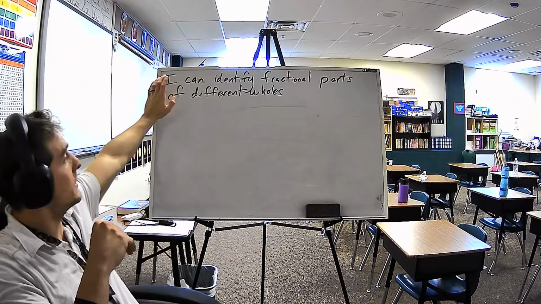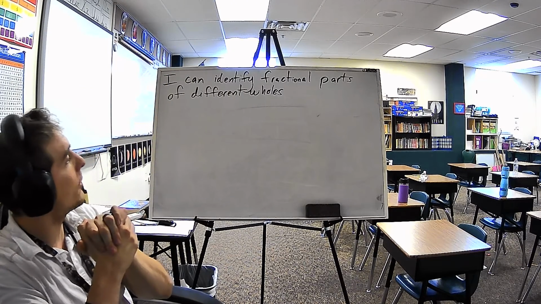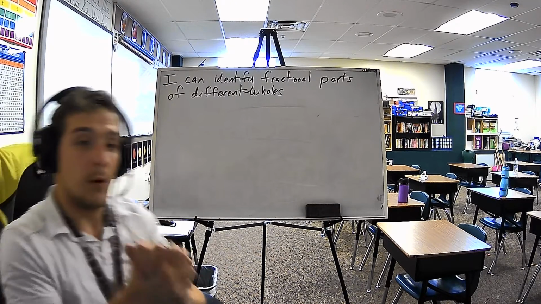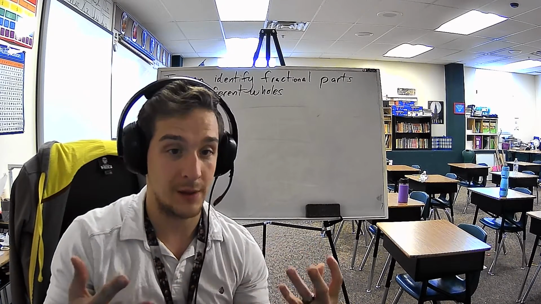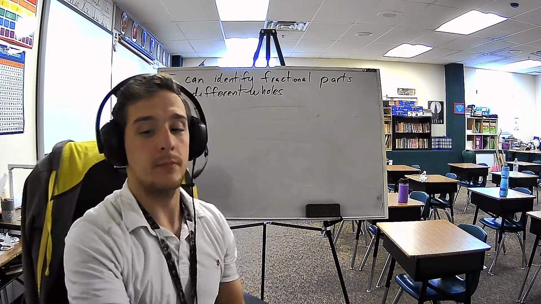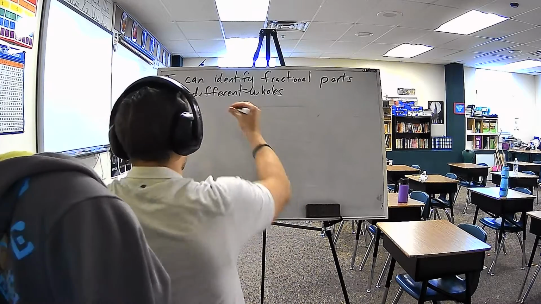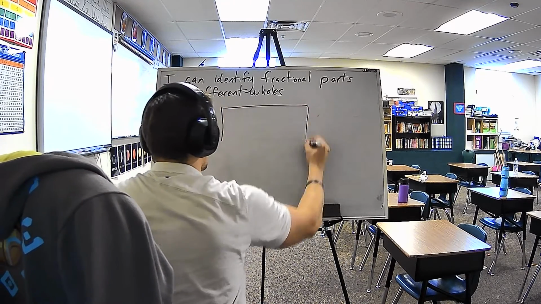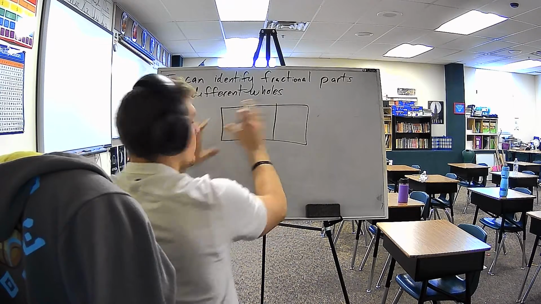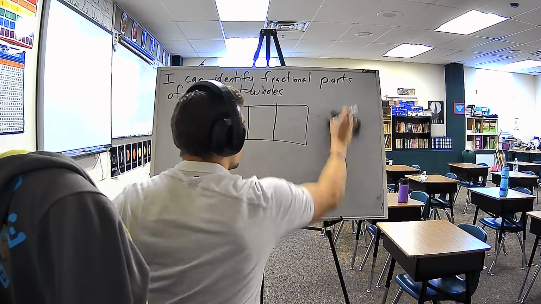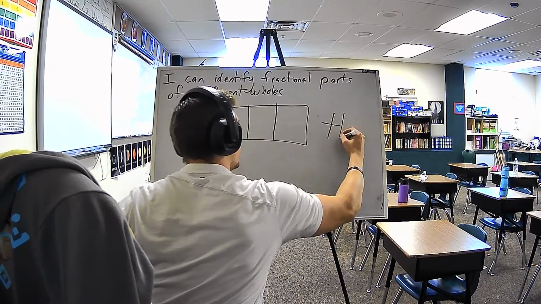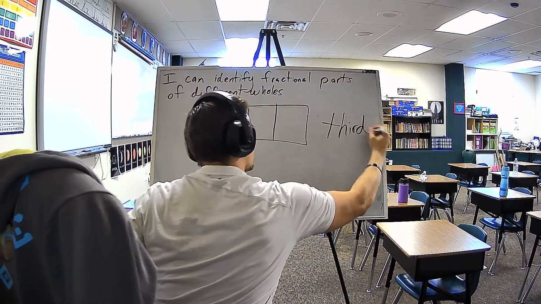So, our goal today is I can identify fractional parts of different wholes. Once again, we're not talking about a hole that you can fall into or anything like that. We're talking about a whole like a whole chocolate bar or a whole pie. So, if I had a shape like a chocolate bar cut into 3 equal pieces, this would be thirds. I would be in the unit of thirds.